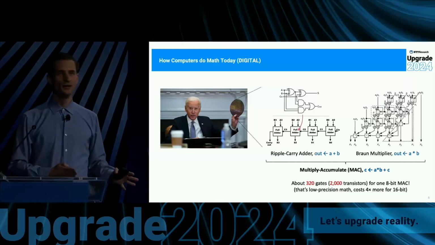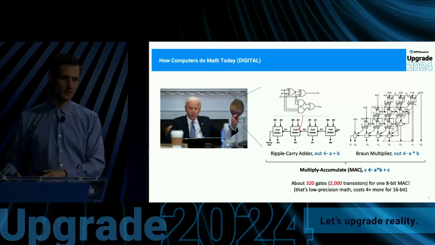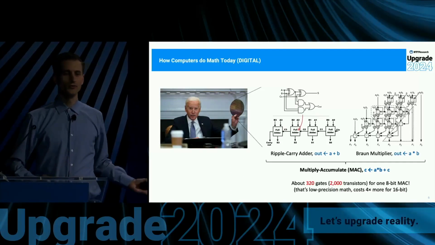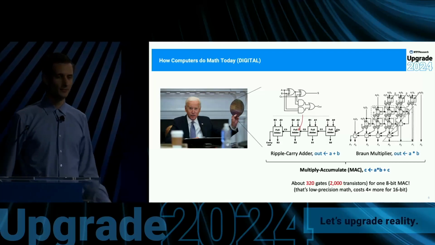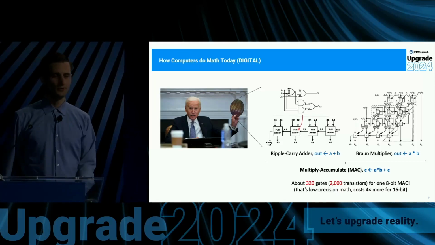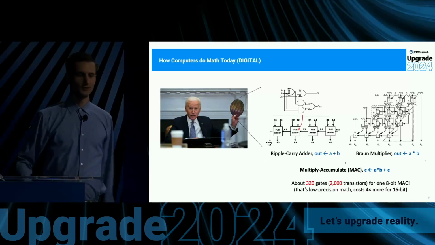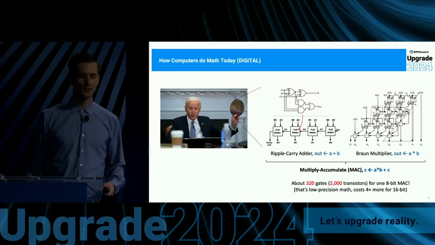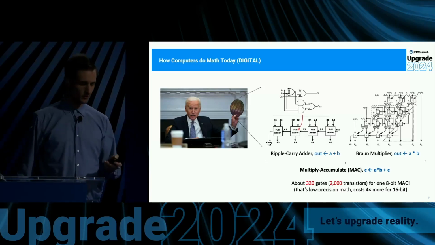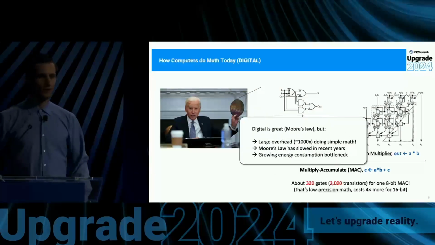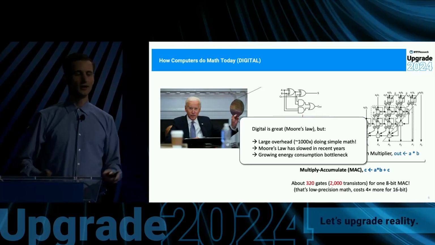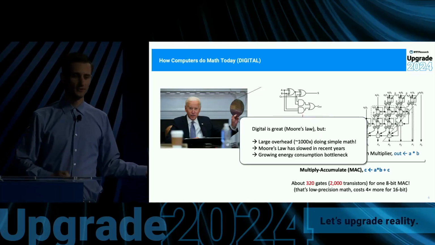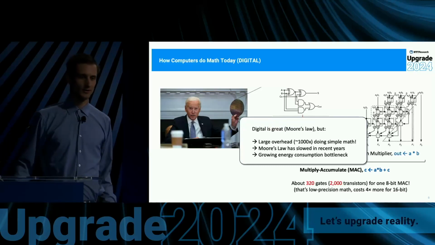When you do it this way, you have a really great advantage of precision, but you also have a disadvantage of overhead. Just to multiply these two numbers and add them up, at a low bit precision of 8 bits, requires about 320 logic gates, or around 2,000 transistors. So there's a big overhead here. Digital is great, you have all the advantages of Moore's law, but you also have this factor of 1,000 overhead, which is a real killer for a lot of applications.